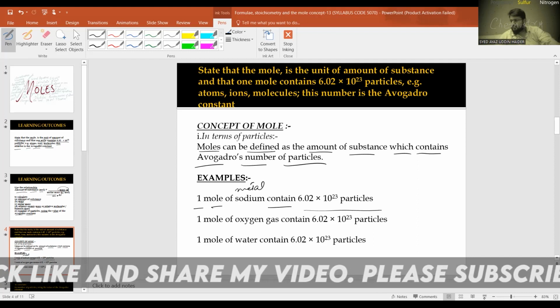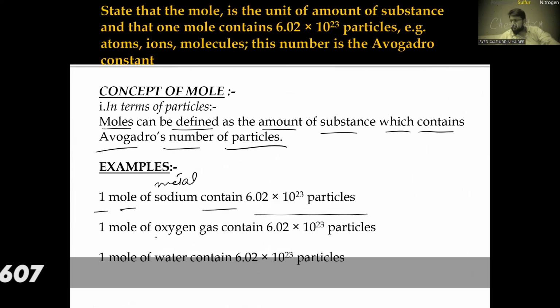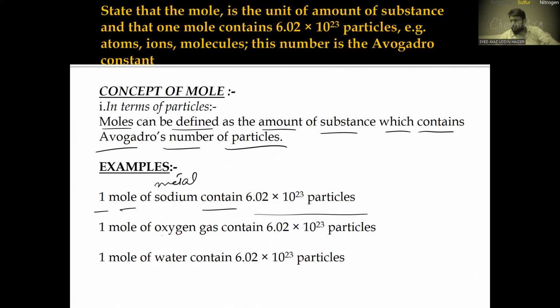1 mole of oxygen gas contains 6.02 × 10^23 particles. 1 mole of water contains 6.02 × 10^23 particles. For sodium, we can also write atoms because metals contain discrete atoms. Oxygen, we know that oxygen gas exists in the molecular state.